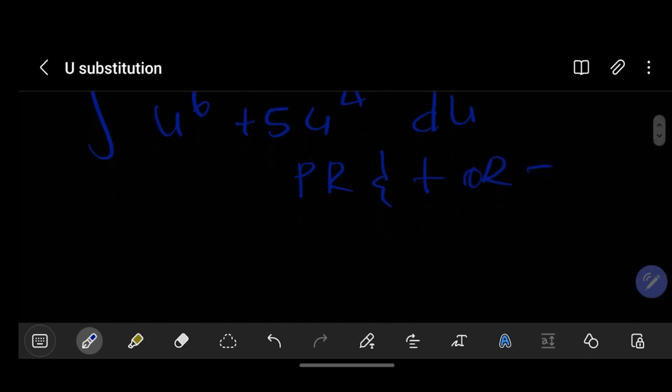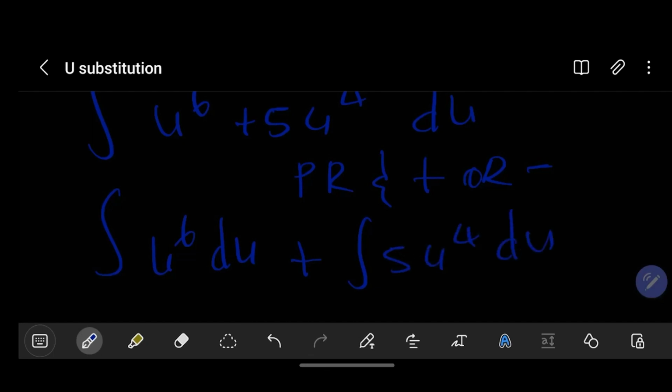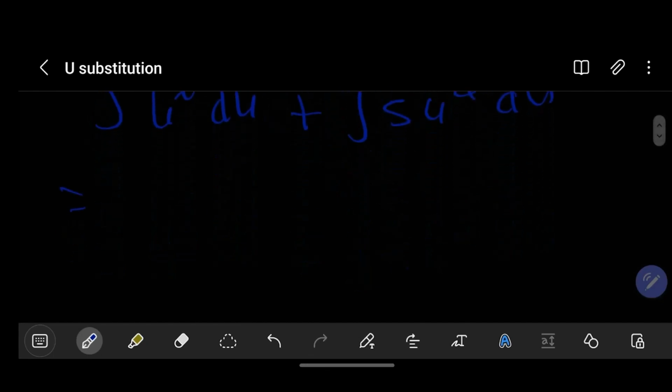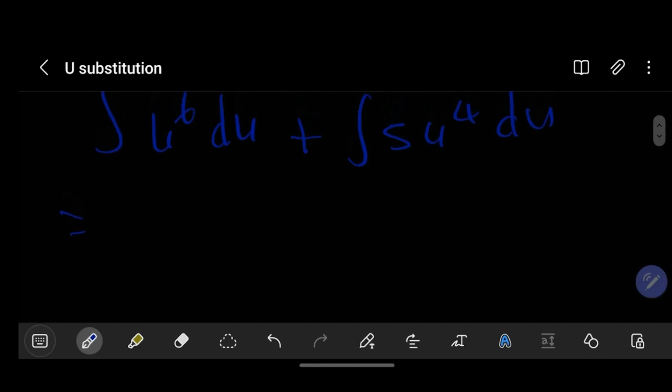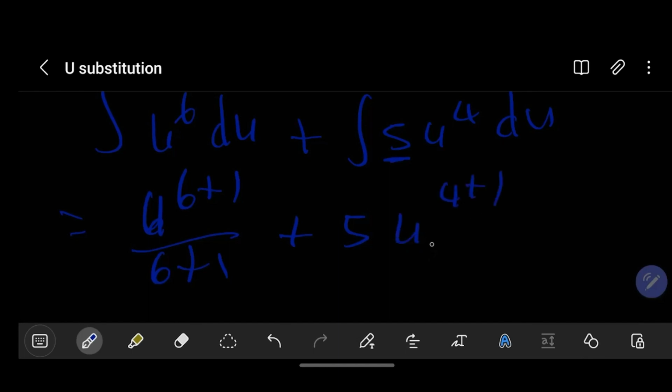Okay, so we can split this into the integral of u to the 6 du plus the integral of 5u to the 4 du, and that's equal to, we're using the power rule now, u to the 6 plus 1 over 6 plus 1. Then with the constant multiplication rule, we pull out the 5: 5 times u to the 4 plus 1 over 4 plus 1, plus c. Don't forget the c.